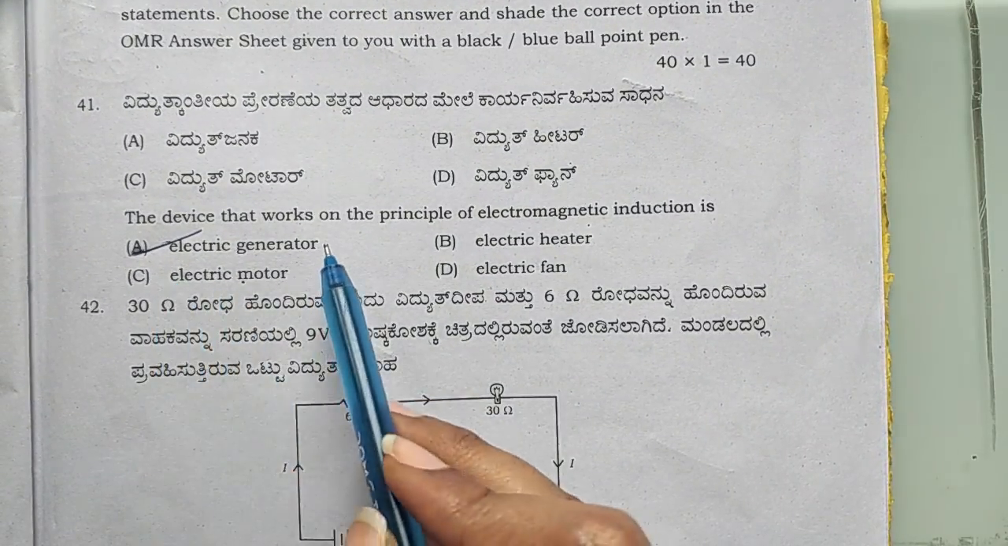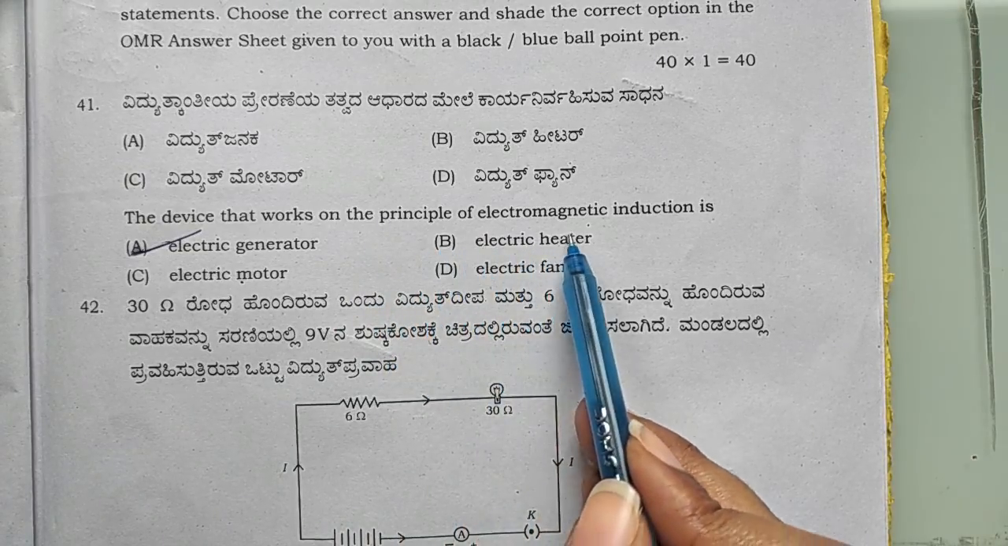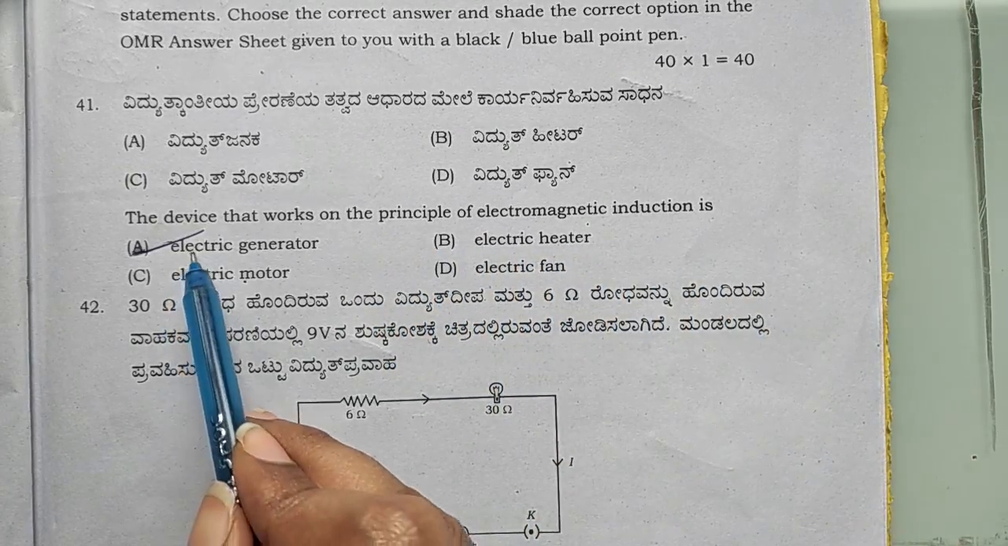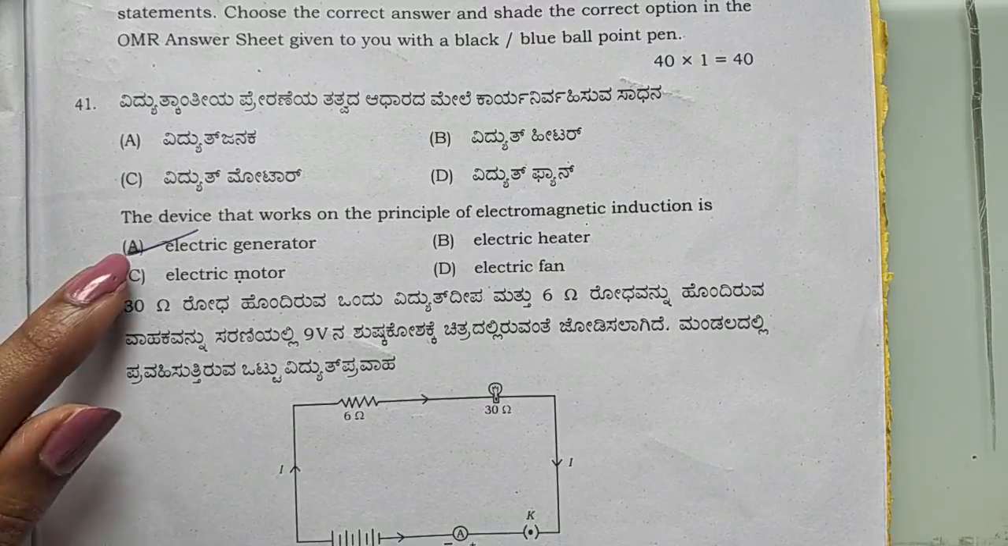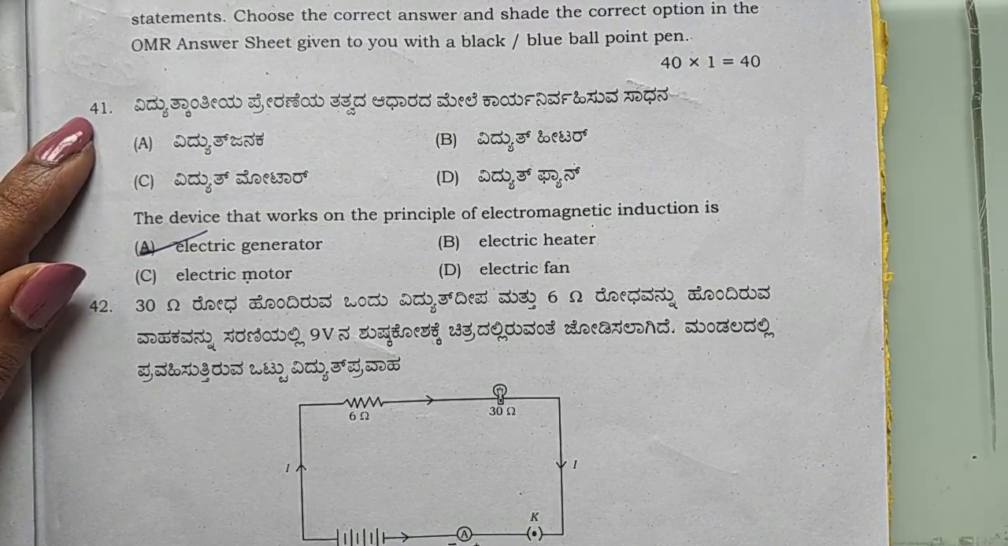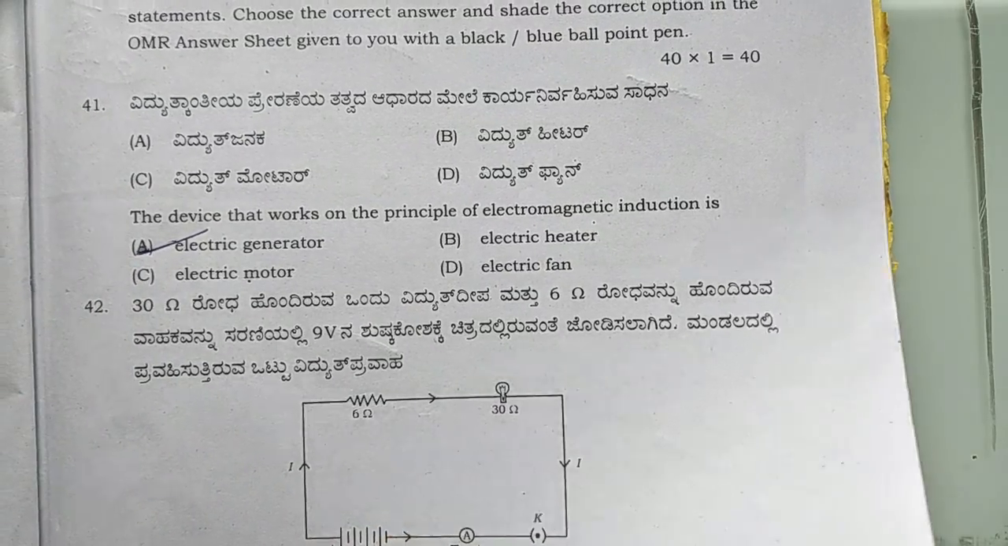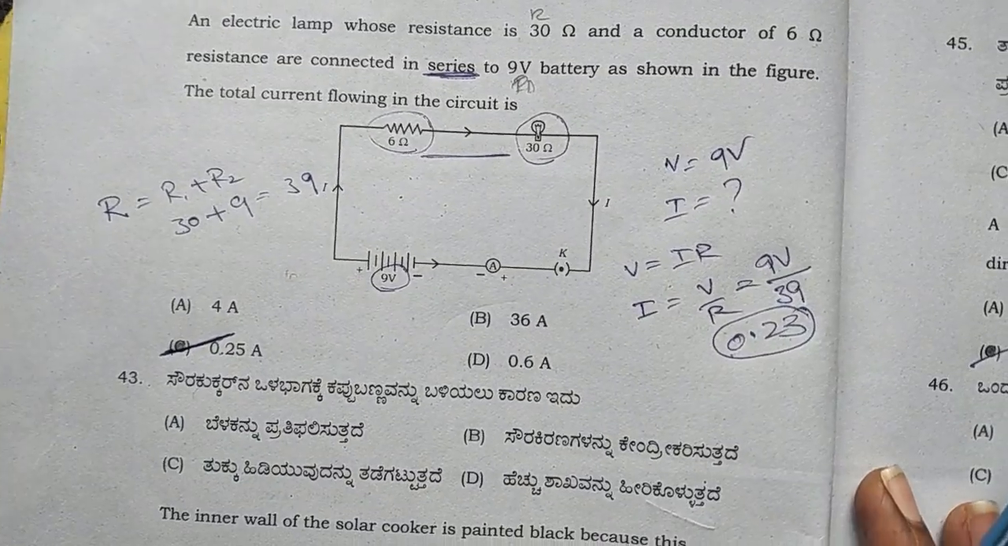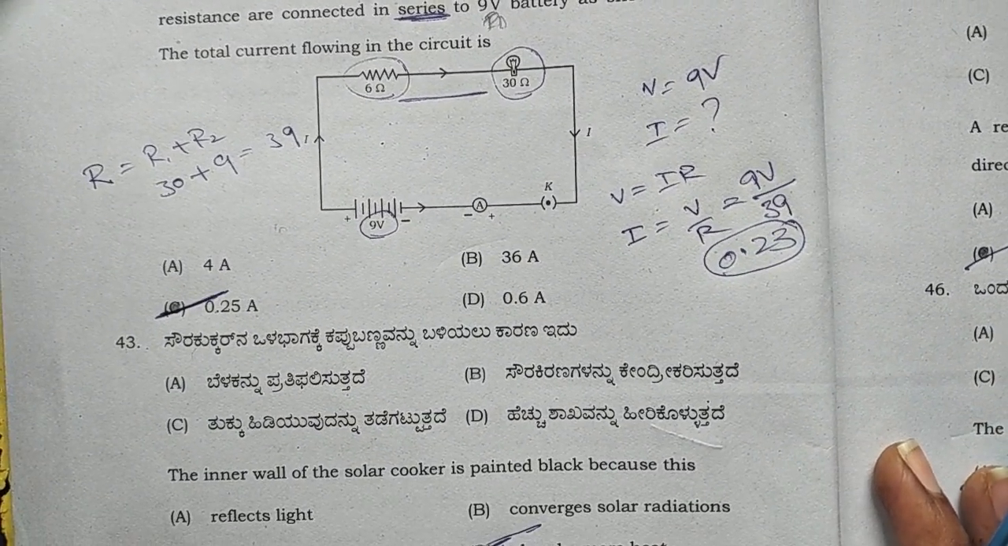See, the device that works on the principle of electromagnetic induction is the electric generator. So option A is correct for the 41st question. And coming to the 42nd question, it's on the electricity chapter.